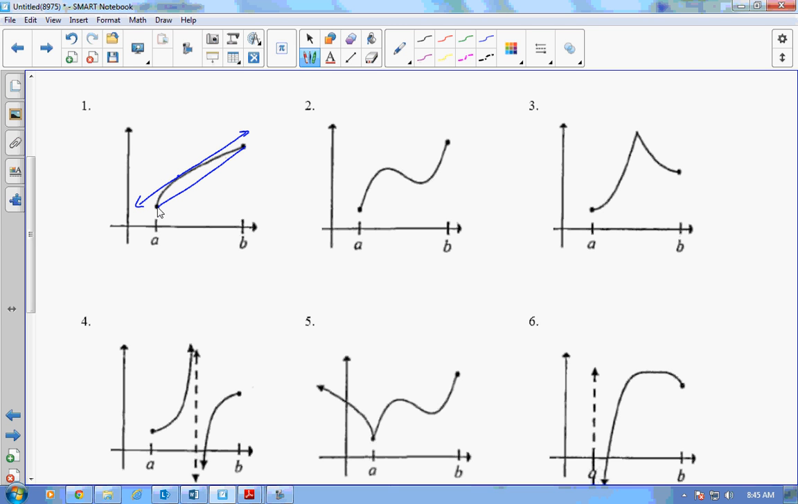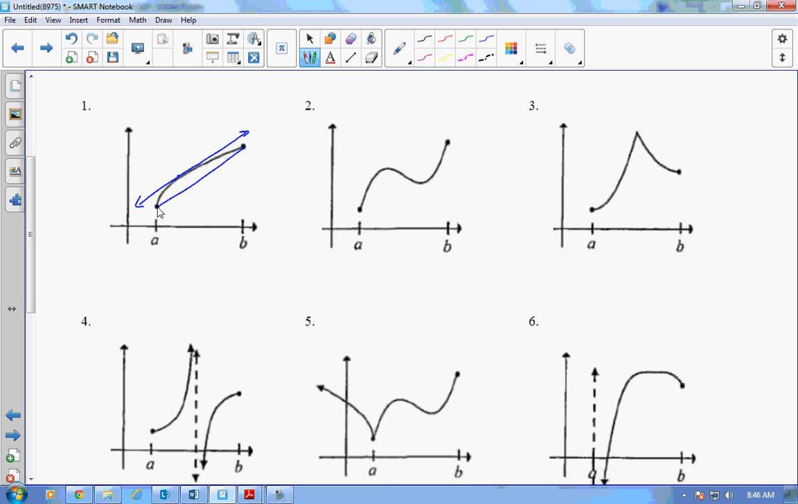Okay, let's make sure number 2 satisfies. Is it continuous on a closed interval A to B? You can draw your pencil the whole time, never lift your pencil. Is it differentiable everywhere? From the open interval A to B.